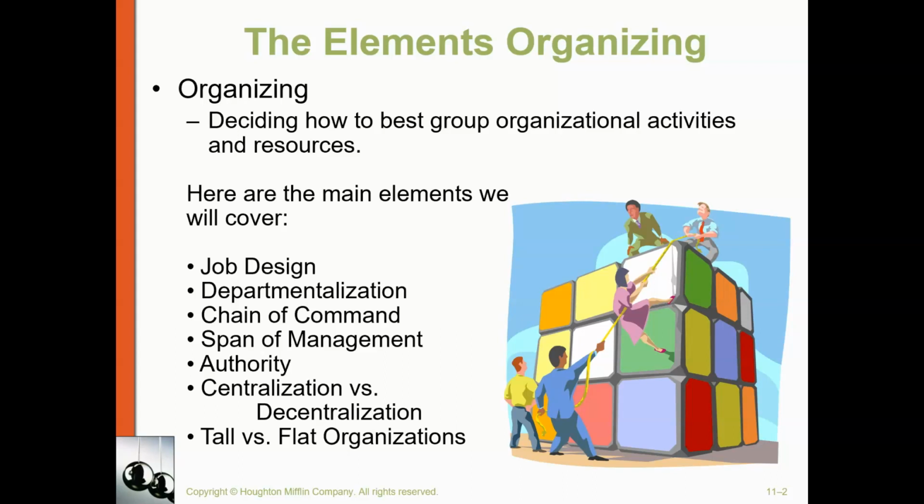We also look at chain of command, who reports to who, and span of management, how many people report to a given supervisor. Authority is the power structure of the organization. Centralization versus decentralization has to do with the decision making that's going on in an organization. And when we refer to tall versus flat organizations, that has to do with how many layers of management we have.